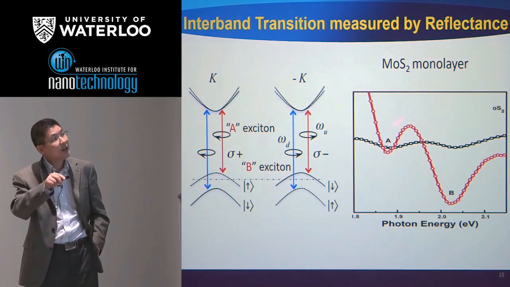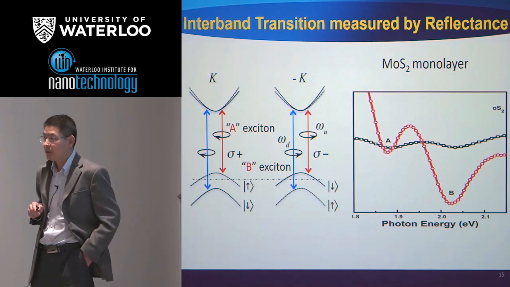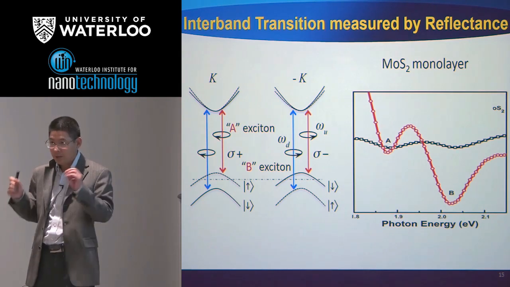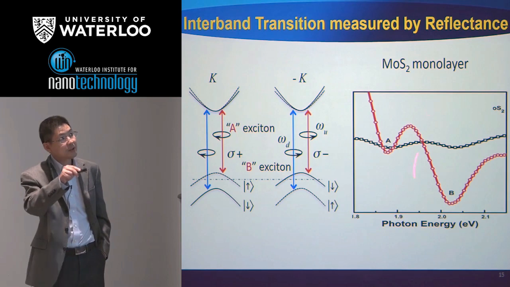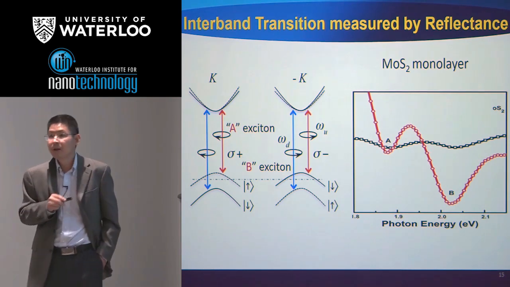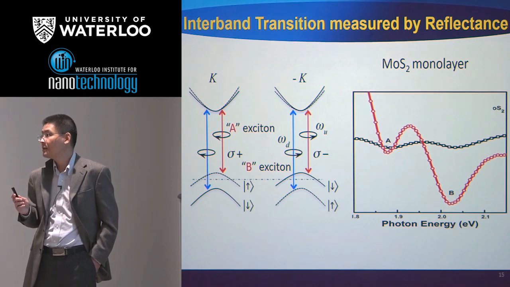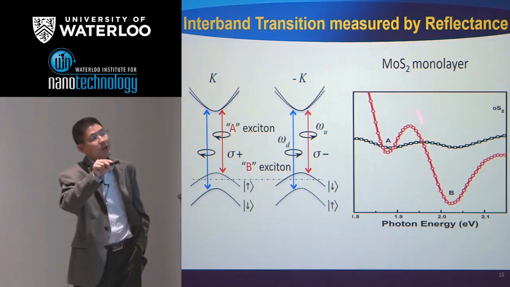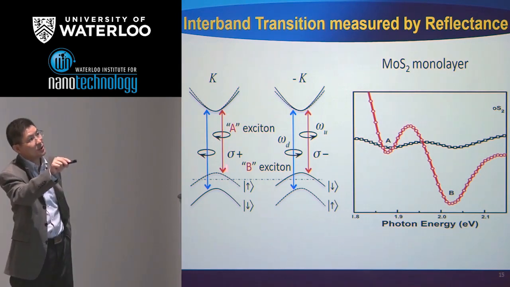So essentially, this is a typical reflectance spectrum. Remember, this is a monolayer material, supposed to absorb very little light, right? But surprisingly, because of the strong light-matter interactions, for a single layer, it actually absorbs 10% of the incident light, which is amazing. And we are going to focus on the low energy transition. We call it the A exciton. So the A exciton is this transition here, right? The B exciton is this one.